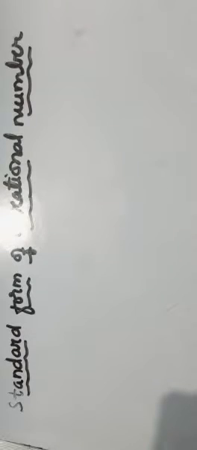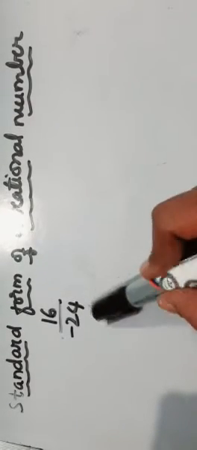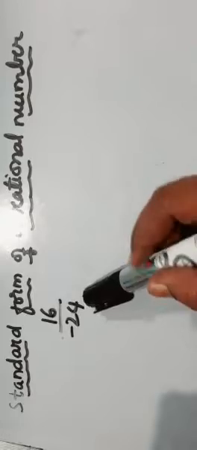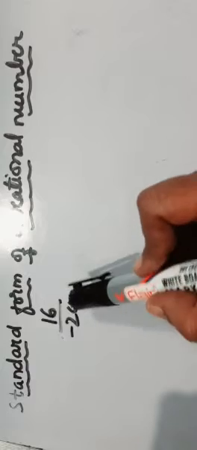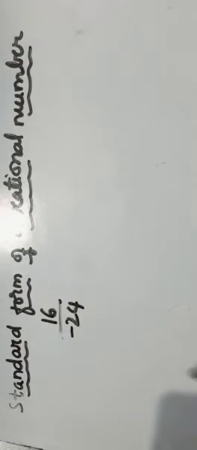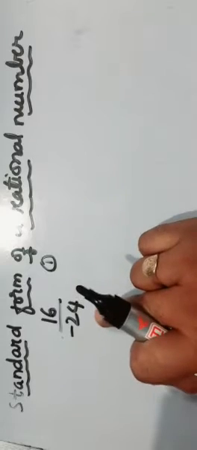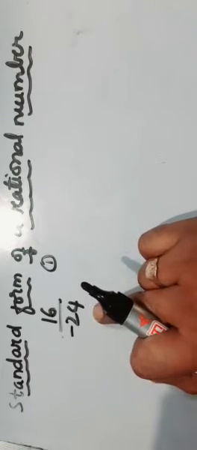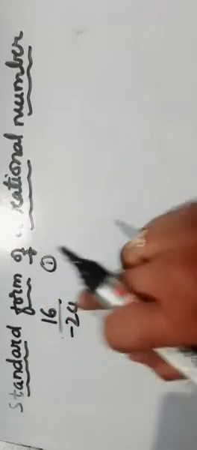Children, next let us discuss about the standard form of a rational number. Question: is it in the standard form? So, children, we say that 16 by minus 24 is not in the standard form. So, to convert it into the standard form, we have got two steps. The first step is you have to convert the denominator into positive by multiplying the numerator and denominator by minus 1.